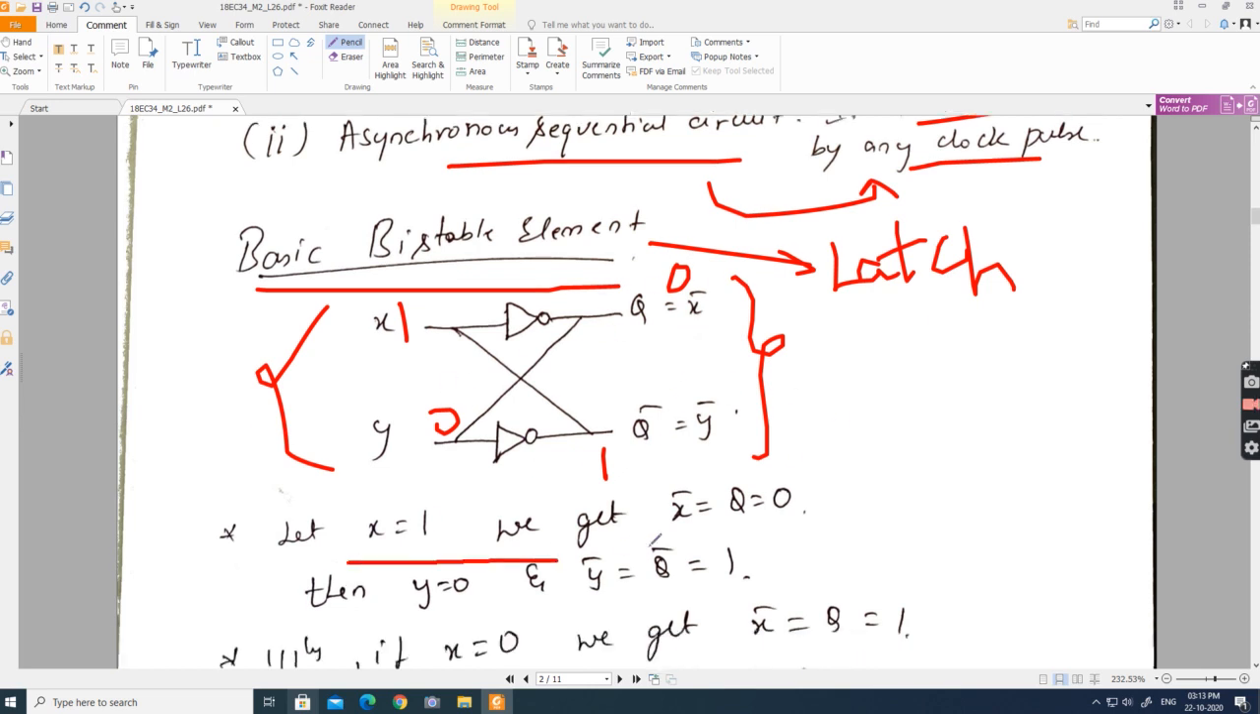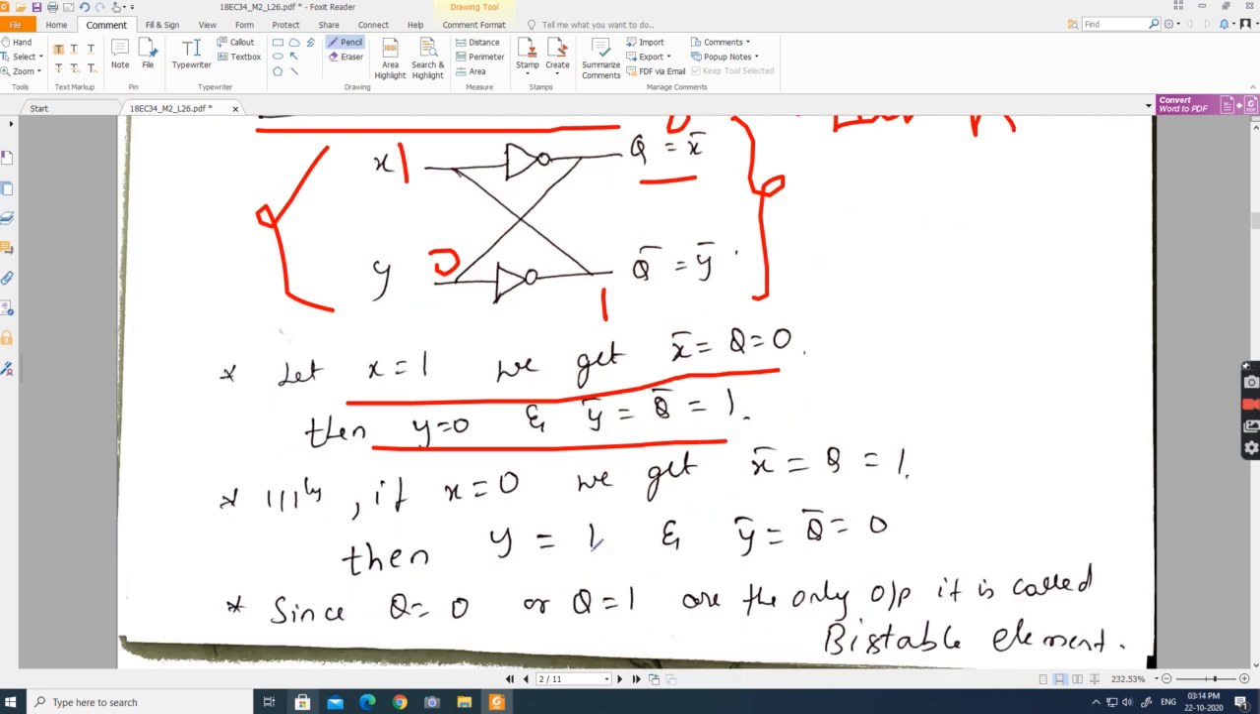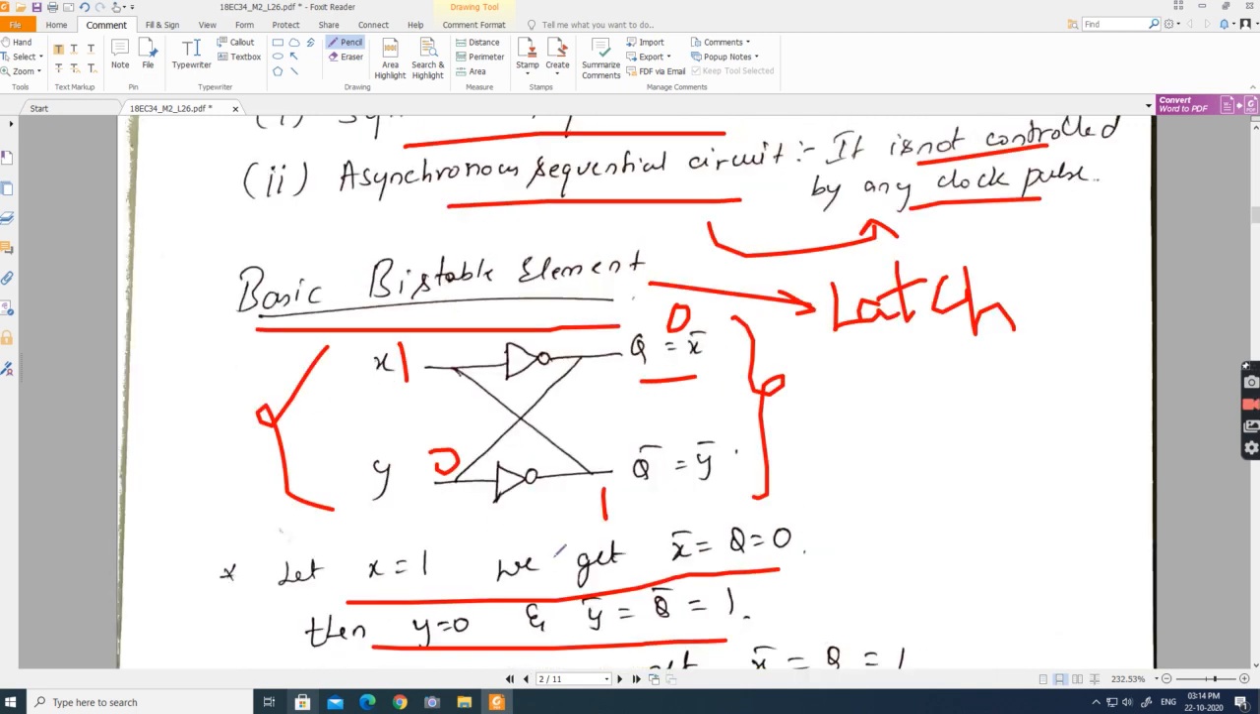So let x bar is equal to q is equal to 0, then y equal to 0, and y bar equal to q bar equal to 1. This explanation is done depending on the working. Have you all understood the working? Yes, sir.